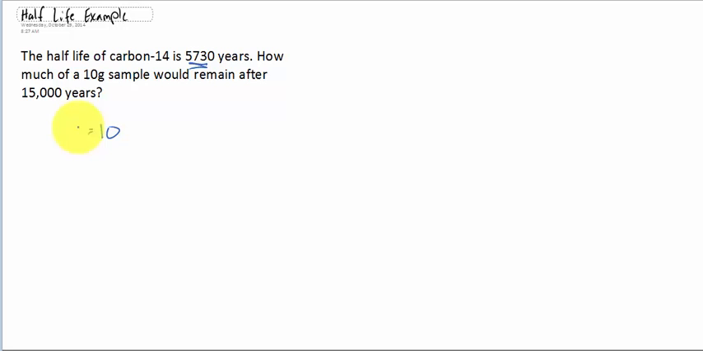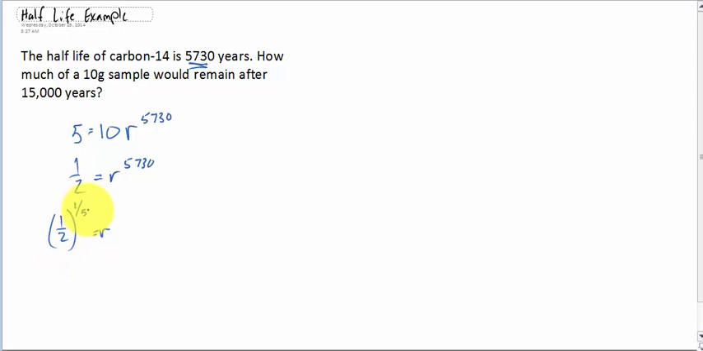So half is left, that means the amount is 5, R to the 5730. That's the decay model that I just showed you. Amount is equal to initial amount times the rate raised to the number of years. So 1/2 equals R to the 5730. R is going to be the 5,730th root of 1/2, also known as 1/2 to the 1 over 5730. So my model becomes A equals 10 times 1/2 to the 1 over 5730.